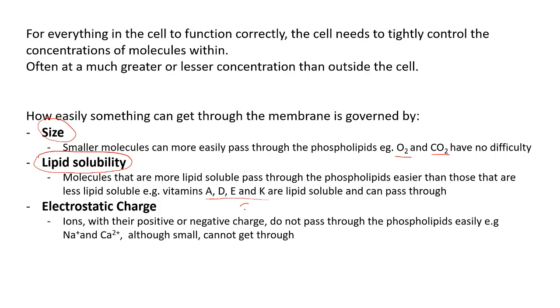Things like vitamin C is not lipid soluble, doesn't get into the cell that easily, and also we can't store it in fat. So if you have a lot of vitamin C, your body can't store it. It actually leaves your body through your urine very quickly if you're not using it. Whereas these guys here, you can actually build them up, and you can overdose on them if you have too much. The last thing is electrostatic charge.